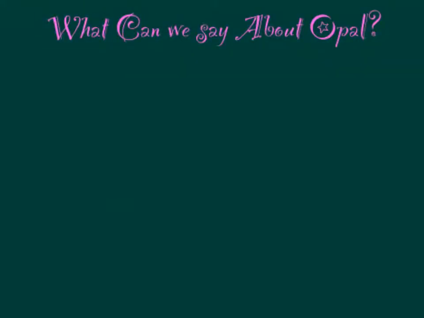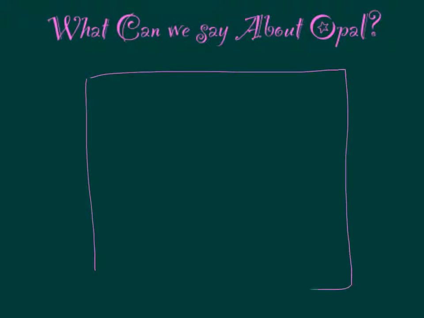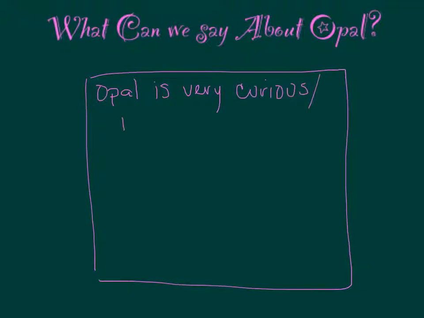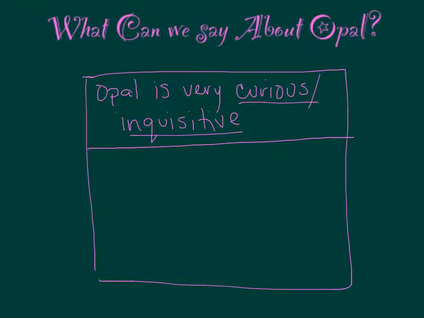Now let's think of how we can use some exact, precise words to describe Opal. One thing I could say is that Opal is very curious, or even more precisely, we could use the word inquisitive. One way that you can write a note when talking about a character's traits is you could set up a box and bullets. So here I have my thought that Opal is very curious or inquisitive, and then I can put my specific examples down here.